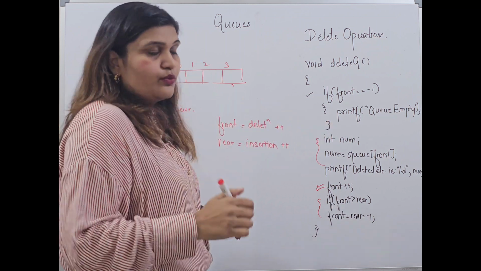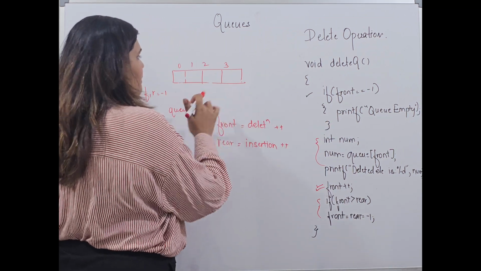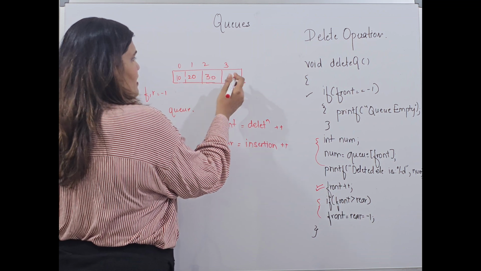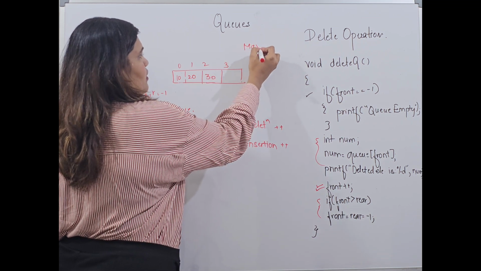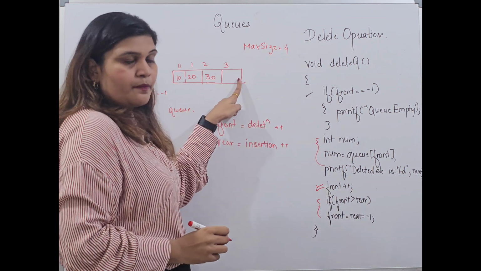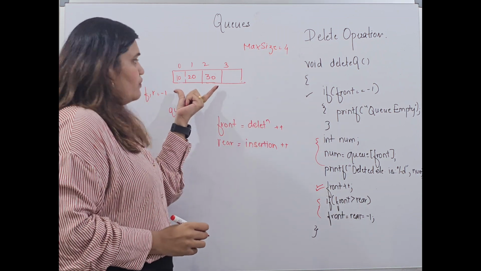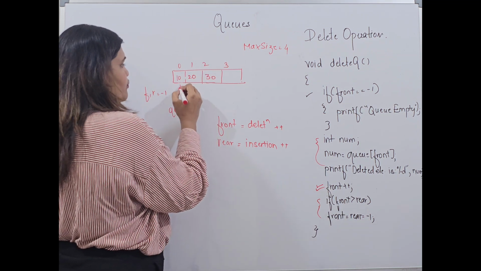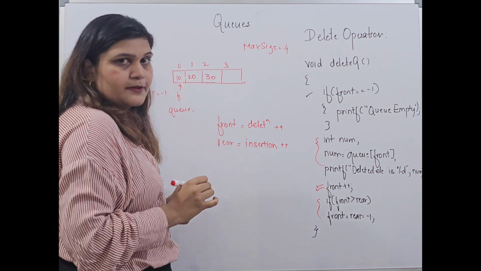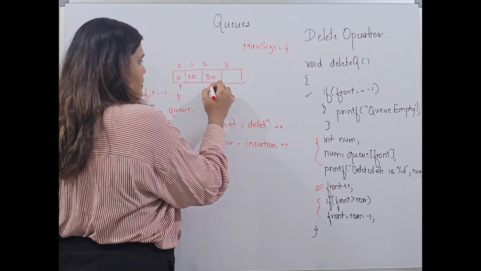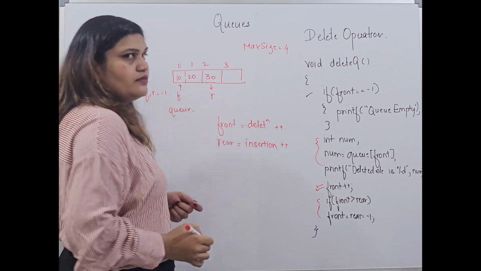Let's try to understand with one more example. Suppose I have not filled my queue completely. 10, 20, 30. Maximum size is 4 elements, out of which 3 elements are put in my queue. My front, as per the concept of queue, will be the starting element, and my rear will go on incrementing as and when I insert. So for now, my rear will point over here.